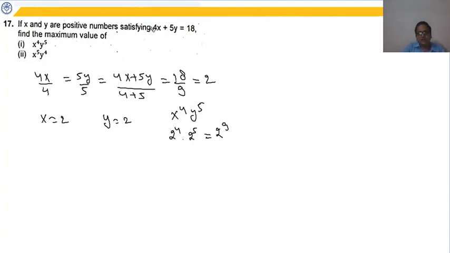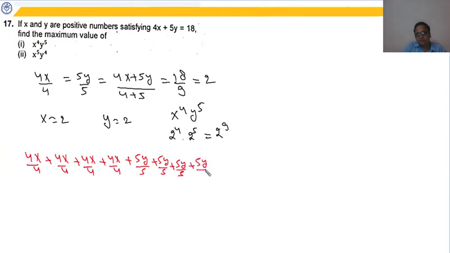Second way, what we have learned in that case, this is one straight away method. How we derive this method is more important to learn. We divide 4x into 4 equal parts: 4x upon 4 plus 4x upon 4 plus 4x upon 4 plus 4x upon 4. And 5y into 5 equal parts: 5y by 5 plus 5y by 5 plus 5y by 5 plus 5y by 5 plus 5y by 5.